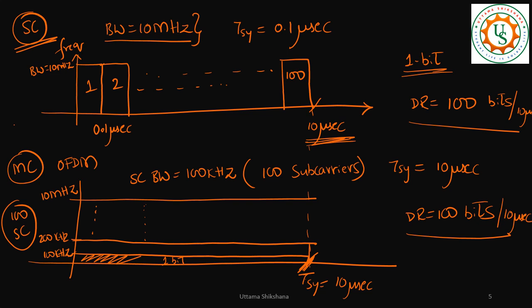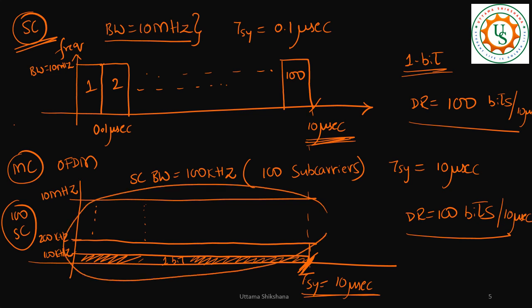One thing to note here is that each of these subcarriers is not called a symbol. The entire multiplexing of 100 subcarriers, each having a duration of 10 microseconds, is called one OFDM symbol. The amount of information transmitted in one OFDM symbol is equal to 100 bits per 10 microseconds, because one OFDM symbol consists of 100 subcarriers, whereas in the single carrier system, if we talk about the number of symbols, here we have 100 symbols.